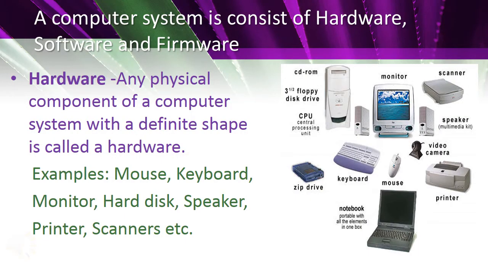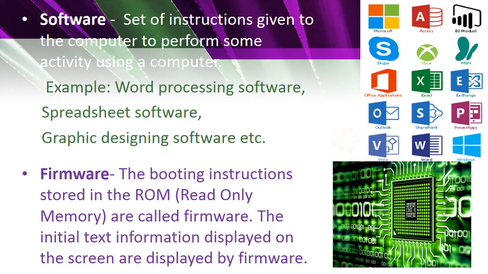A computer system consists of hardware, software, and firmware. Hardware is any physical component of the computer system with a definite shape. Mouse, keyboard, monitor, hard disk, speakers, printers, CD drives, zip disk drives are examples of hardware. Software is a set of instructions given to the computer to perform some activities using the computer.